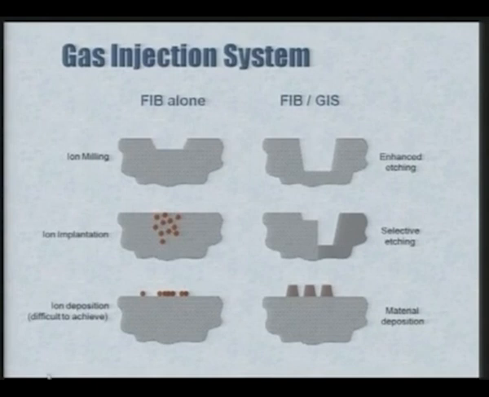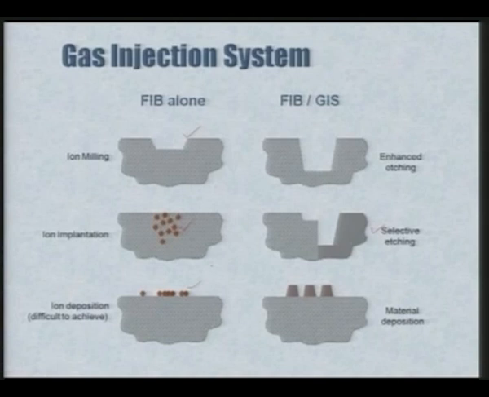You can see over here that with FIB alone, ion milling, you can get this kind of surface. FIB with the gases, you can get enhanced etching like this. Ion implantation may take place like this, selective etching can be done like this, and ion deposition.